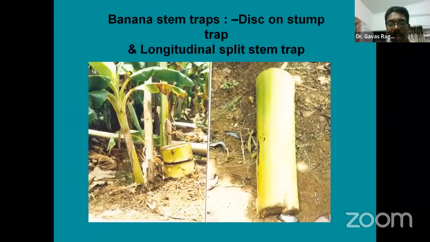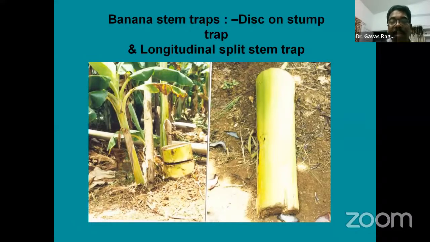So these are some of the pictures. See, earlier we used to recommend banana disc traps, which is on the left side of the picture here. I hope you can see this is a disc trap. But more catches were found in the longitudinal split stem trap. That's why we are recommending that one.